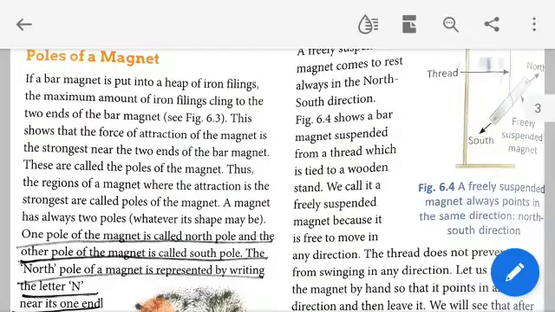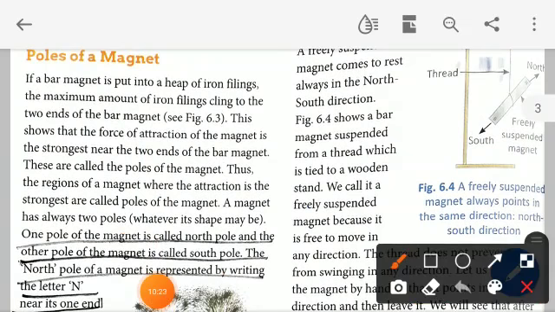If a bar magnet is put in a heap of iron filings, heap of iron filings meaning a bulk of iron filings, the maximum amount of iron filings cling to the ends of the bar magnet. So what are the poles? Here we will discuss the poles of the magnet. As we discussed earlier, a bar magnet has two poles. One is the north pole and the other one is the south pole. If a bar magnet is put in a heap of iron filings, the maximum amount of iron filings clings to the ends of the bar magnet.